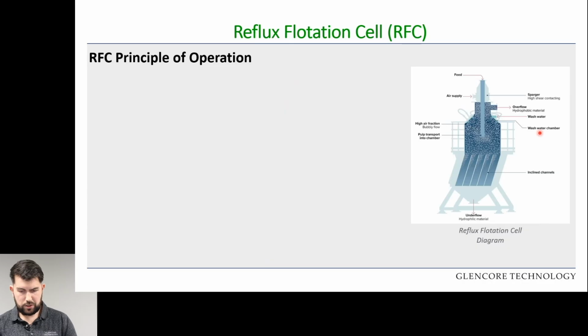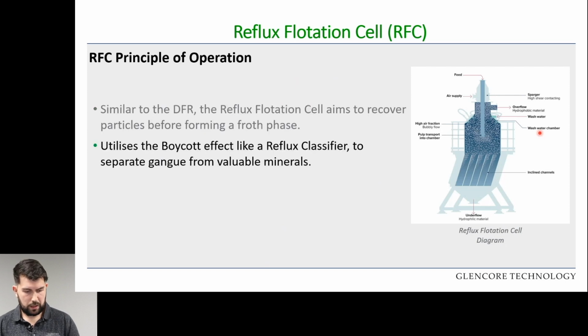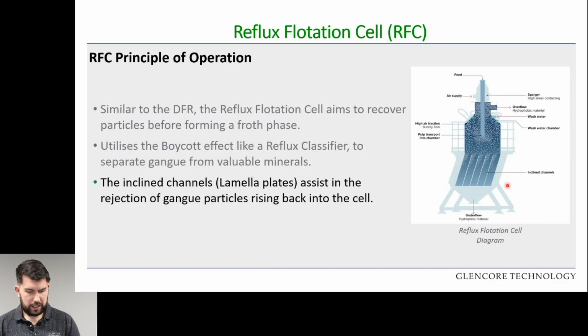Now the reflux flotation cell, similar to the DFR, the reflux flotation cell is a frothless cell, and it aims to recover particles before forming a froth phase. It utilizes the Boycott effect, similar to a reflux classifier, to separate gangue from the valuable minerals. The inclined channels, or lamella plates, assist in the rejection of gangue particles rising back into the cell.